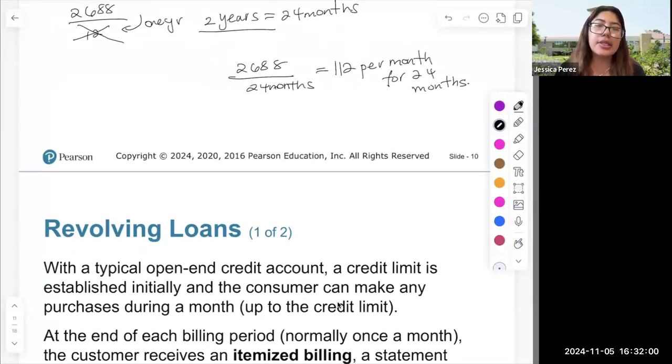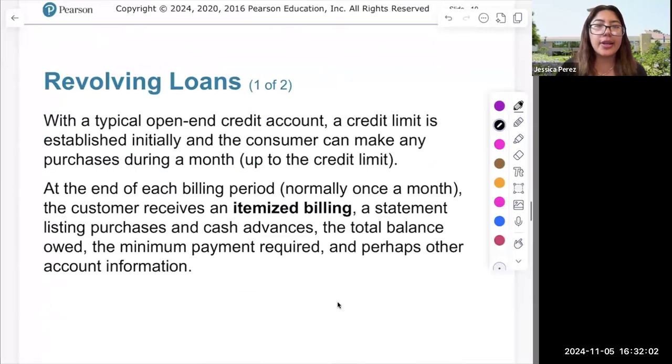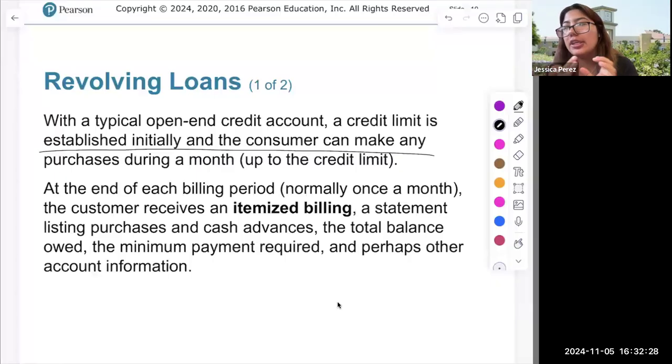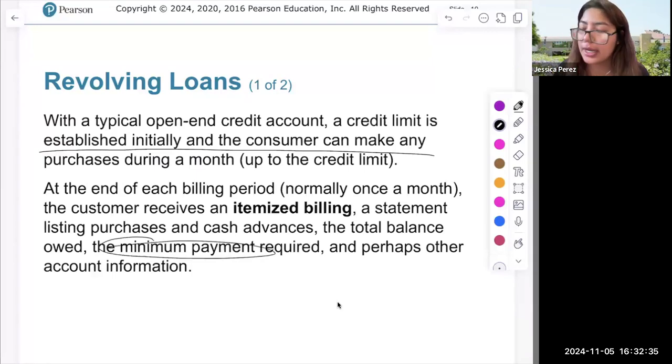Now, revolving loans are a typical open-ended credit account. A credit limit is established initially and the consumer can make purchases within a month up to the credit limit. So at the end of each billing cycle, you will have an itemized bill, which is a statement listing all the purchases that you made. And there's also, let's say you have Visa or one bank that gives you cash rewards for every amount of money you spend on food or gas, you get cash back. Things of that nature, and that requires a minimum payment.